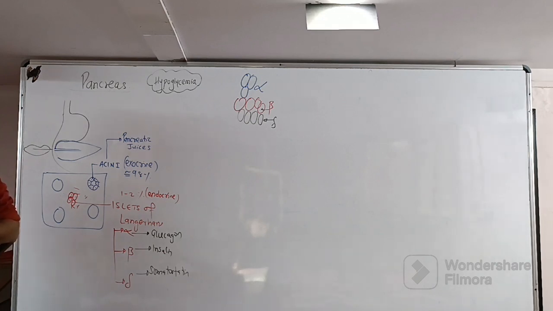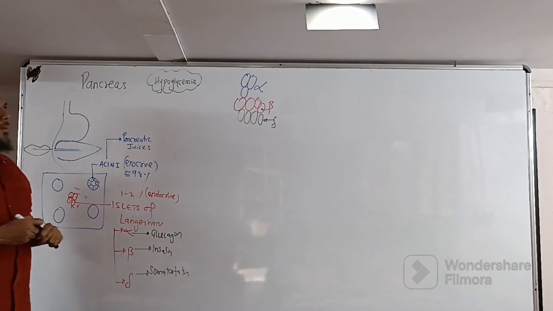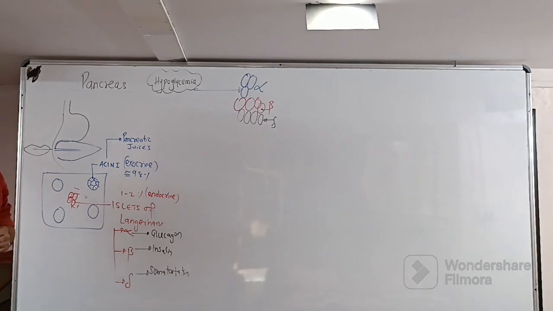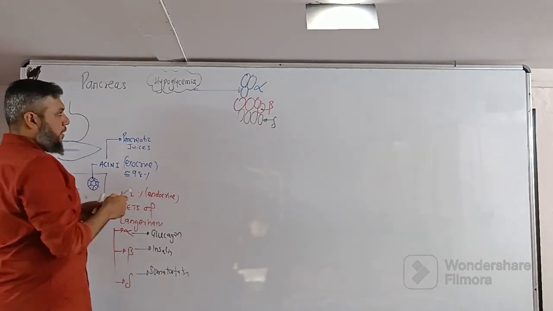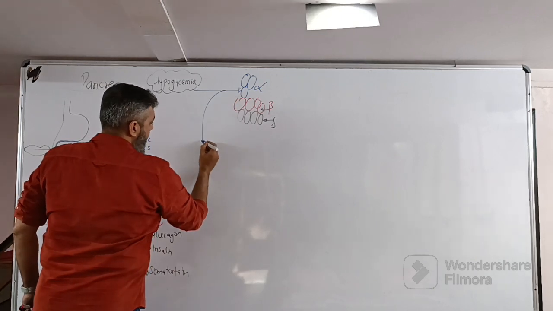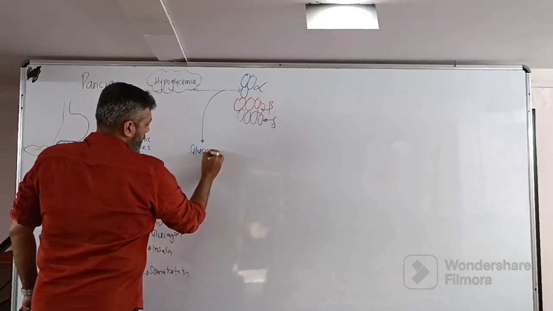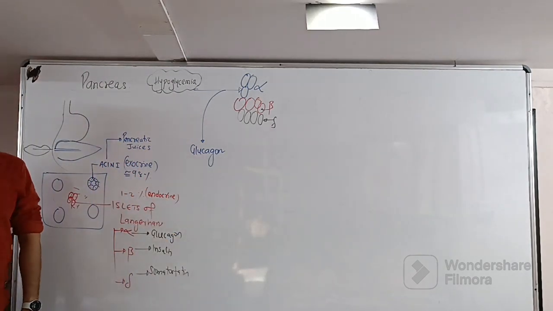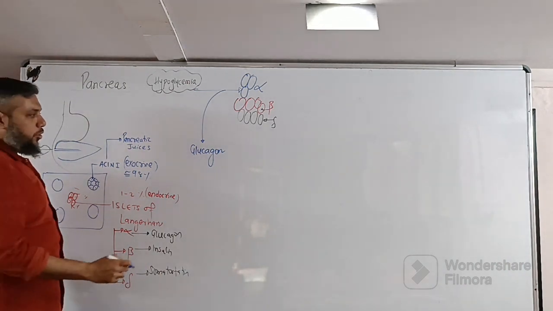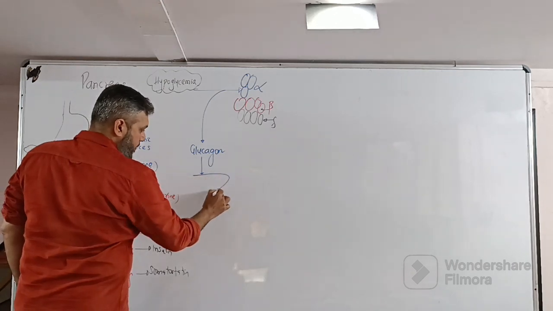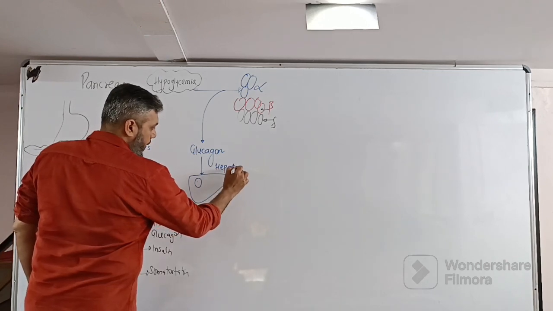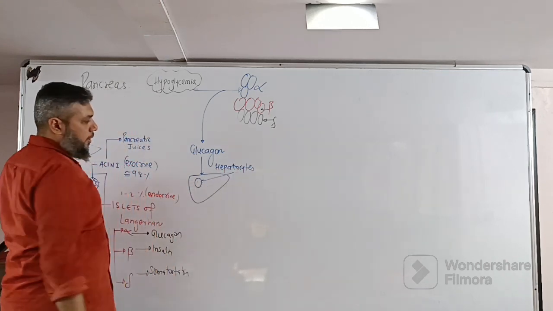Okay? So what's the condition? Hypoglycemia. And the signals will go to which cells? Alpha cells. And the alpha cells will secrete a hormone. What's the name of the hormone? Glucagon. And glucagon will act on your hepatocytes. Who are the hepatocytes? Liver cells.